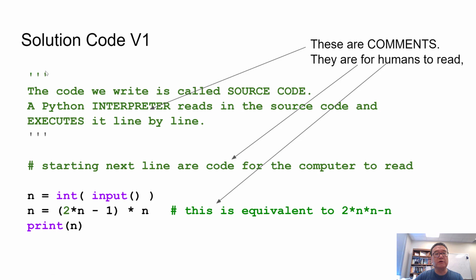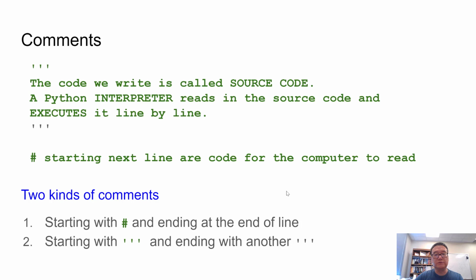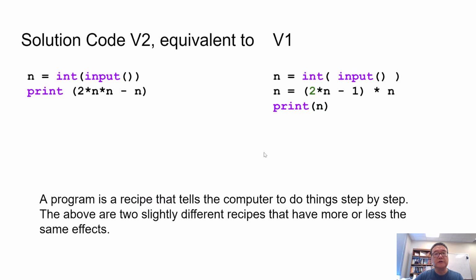The second way of expressing a comment is using this triple single quote. We use 3 single quotes to start the comment, and again 3 single quotes to end the comment. So these comments can span multiple lines when we are using this way. So there are these 2 ways for writing comments, and the rest of them is code for computers to process.